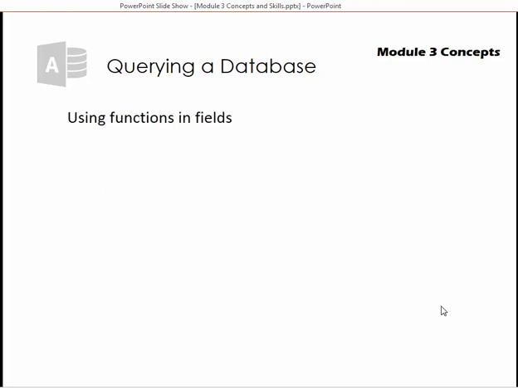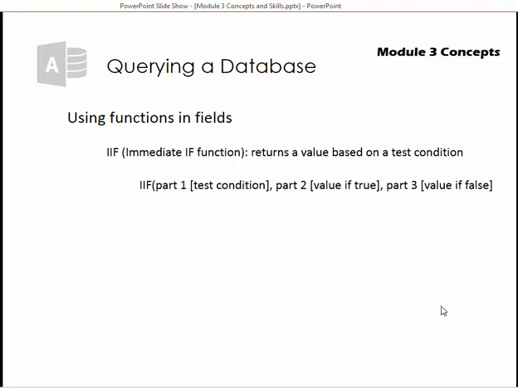Another enhancement we can include in queries are functions. Functions, like their mathematical counterparts, take in a value and return a value. One of the most useful functions in Access is the immediate if function. Using an immediate if function, you can return a specified value based on a test condition. An immediate if function contains three parts, also called arguments, separated by commas.